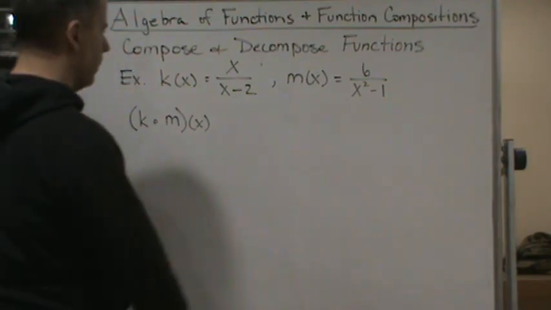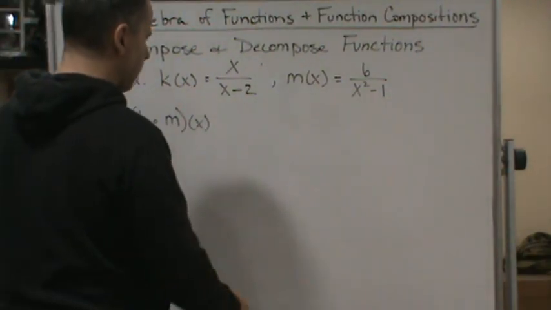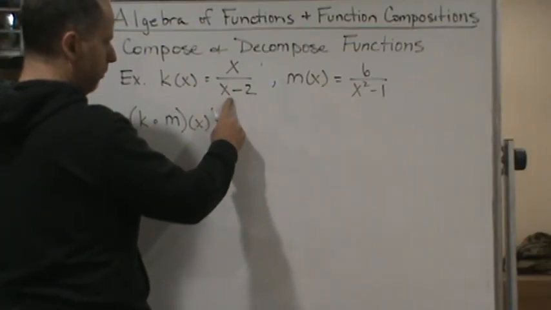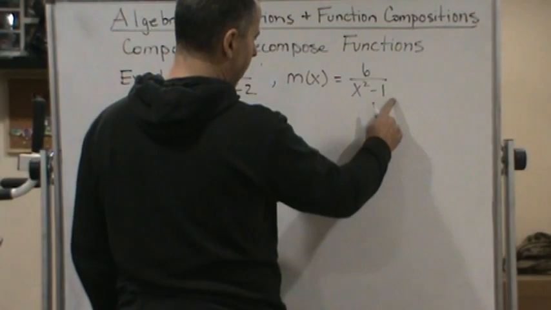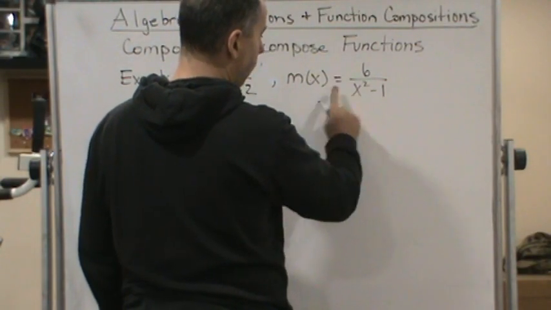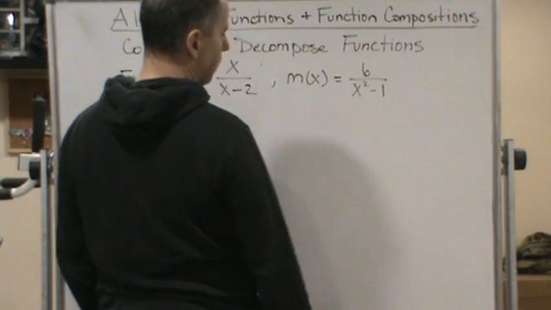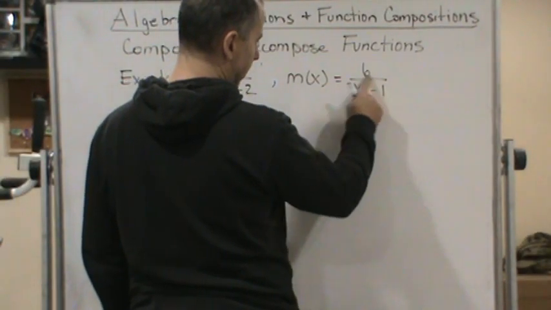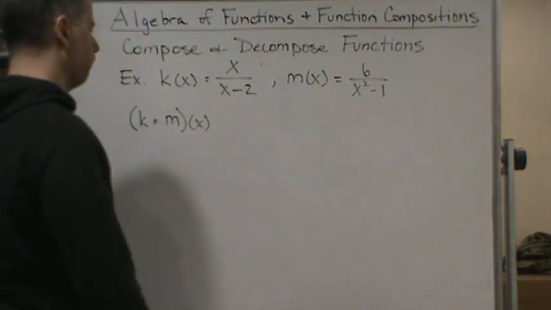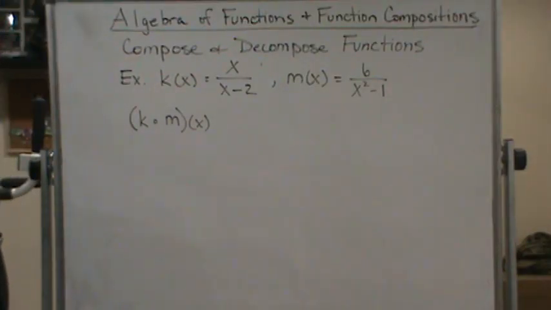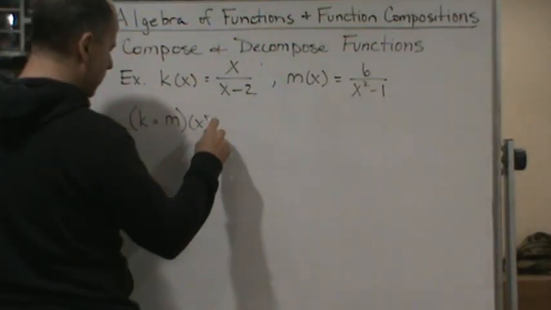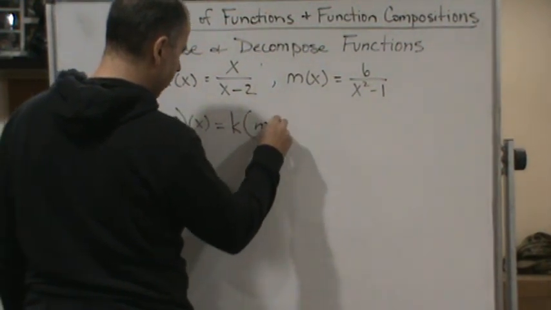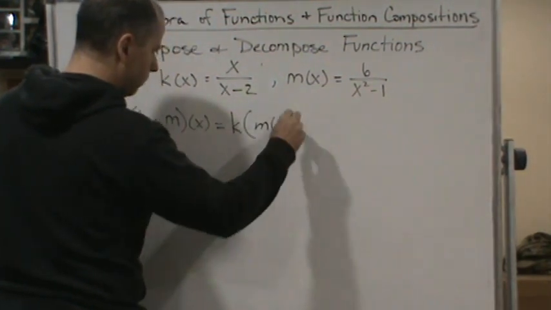Okay, now notice they're both rational expressions. So here we have a restriction of x equal to 2. Here we have no, 1, right? We can't have plus or minus 1, because if we have plus or minus 1 here, then we get 0 in the denominator. Okay? So now, what does this mean? This means what? We're going to have what? K of m of x.